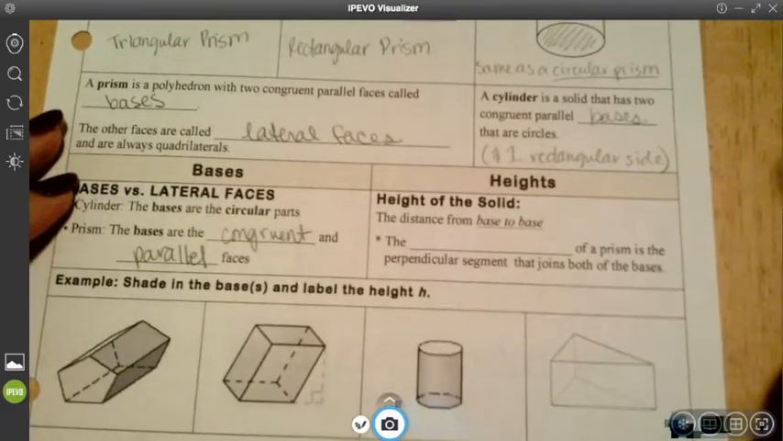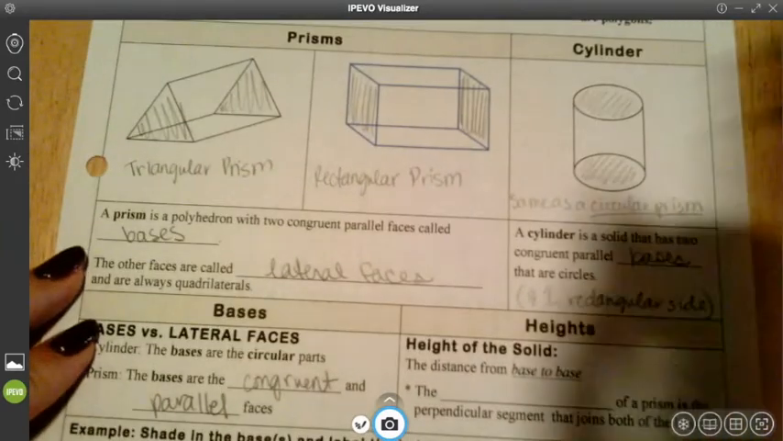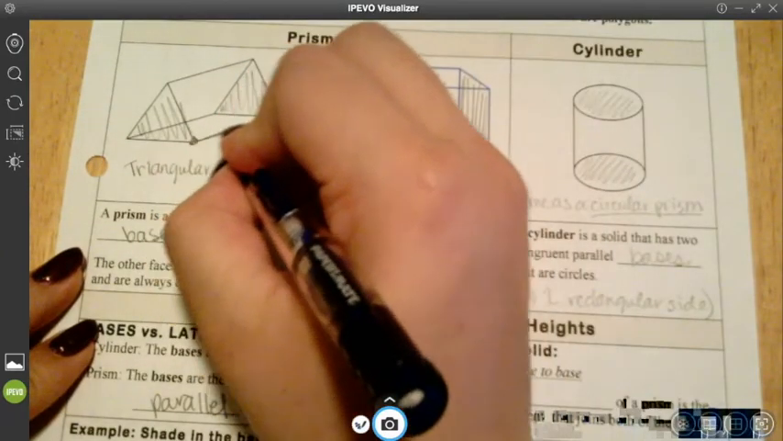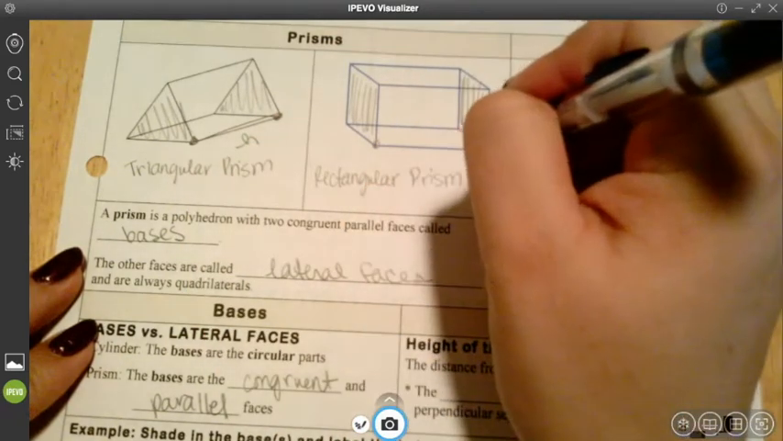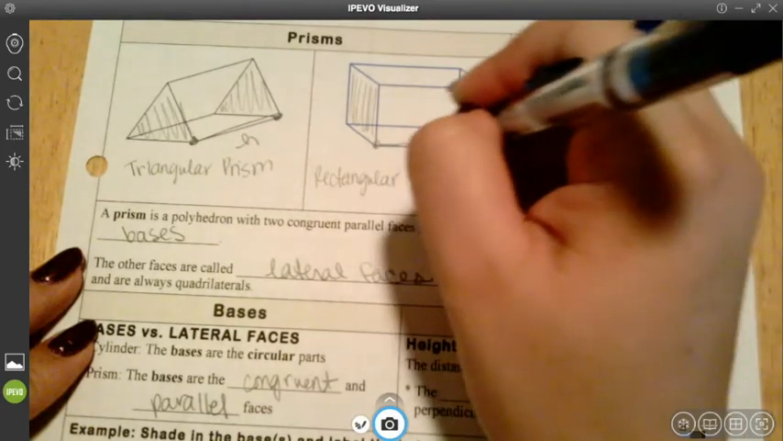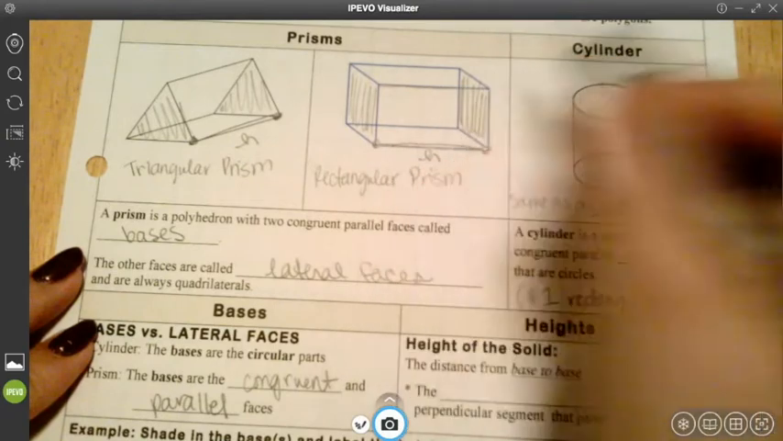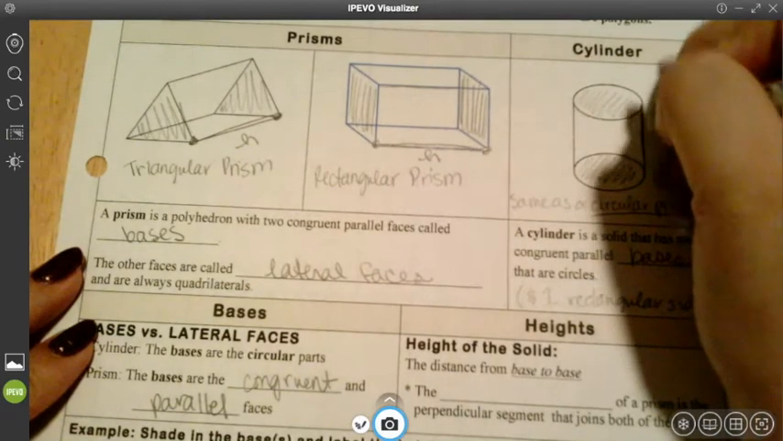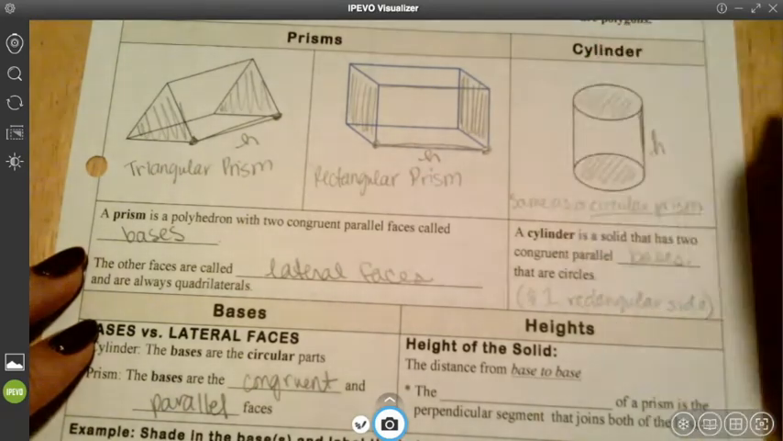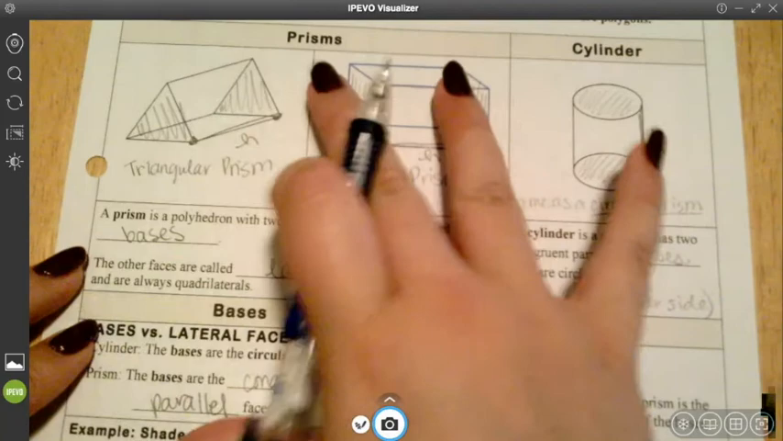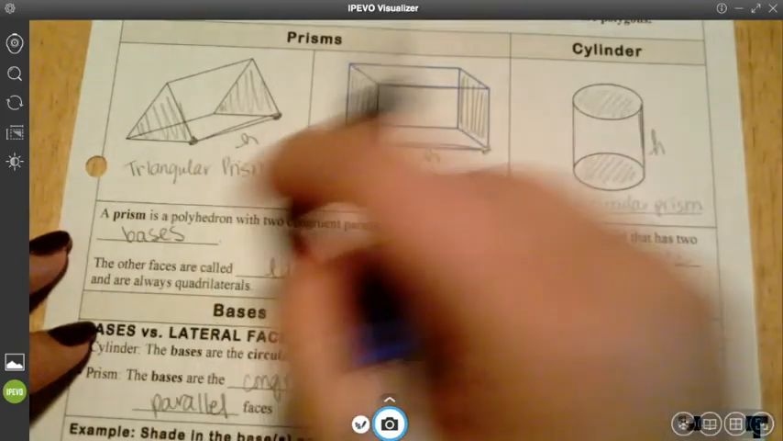The height of the solid is the distance from base to base. So if we're looking at these diagrams, the distance from one base to another base is the height. Now, because those 2 sides are parallel, no matter where we go between these 2 sides should have the same height. So any of these distances should be the same between the 2 sides. So all of these should have the same height if I choose the right side or the left side. If I choose the top, the bottom, the back, the left, the right, the top. They should all have the same height no matter which side I measure from.